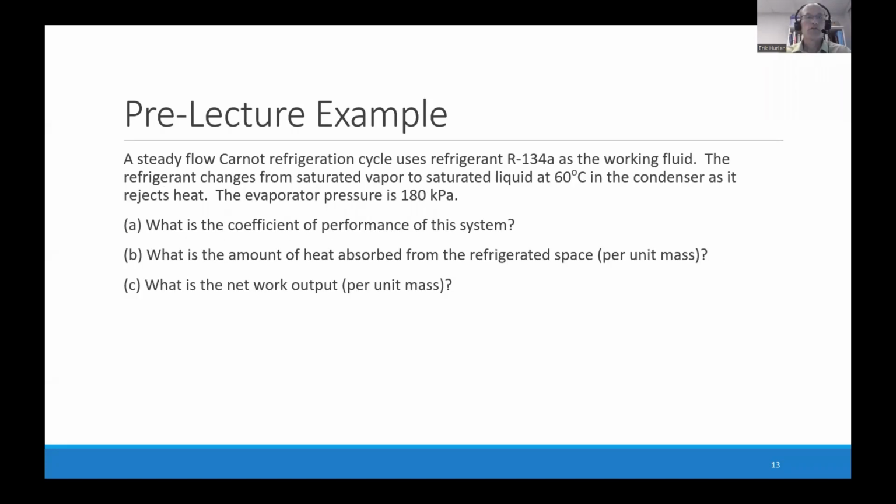Those are the basics of refrigeration cycles. Here is your pre-lecture example for this video, as well as the answer.